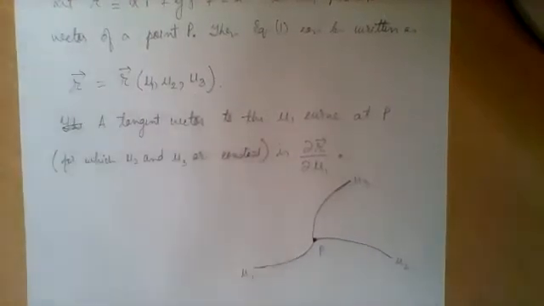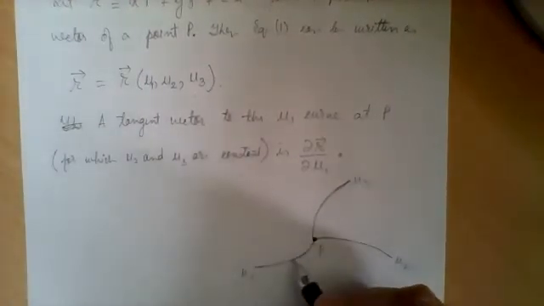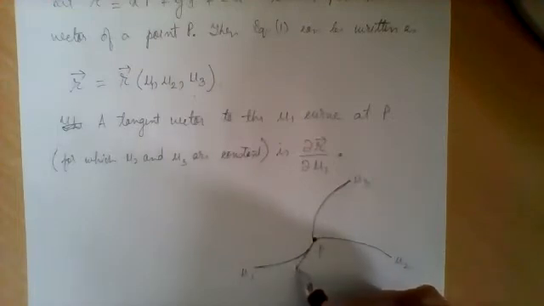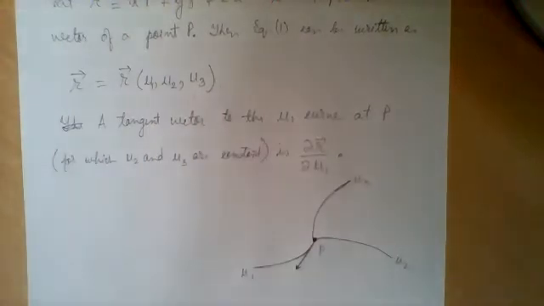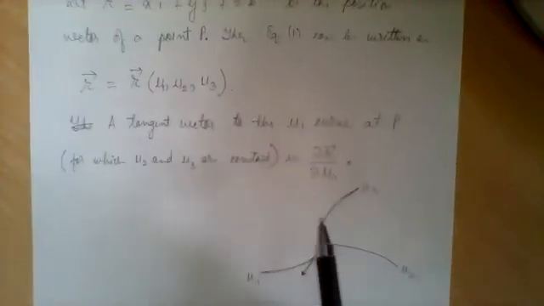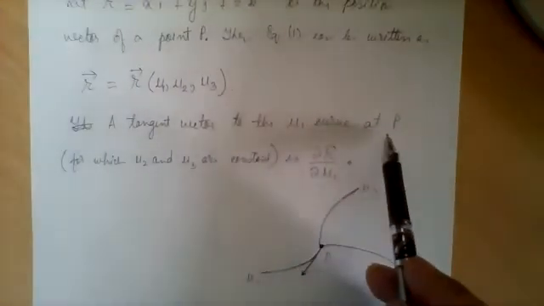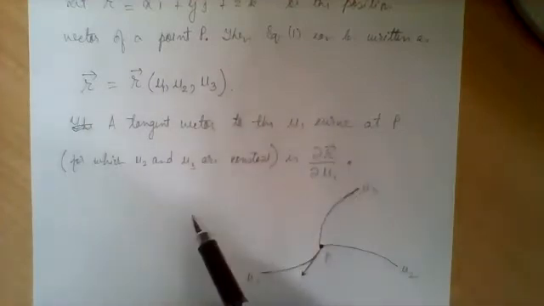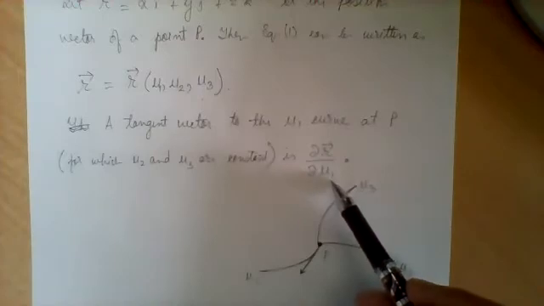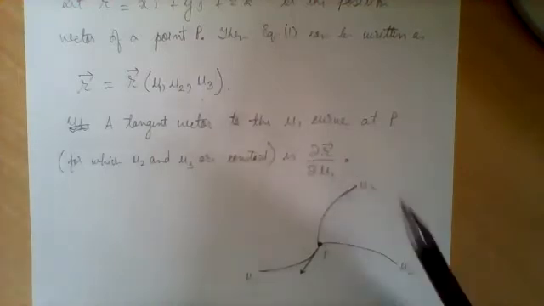At the point P, let us draw a tangent to the u1 curve. It is this tangent. This is the u1 curve, where u2 and u3 are constant. When we draw a tangent vector to the u1 curve at P, this tangent vector is given by the partial derivative of r with respect to u1, keeping u2 and u3 constant.